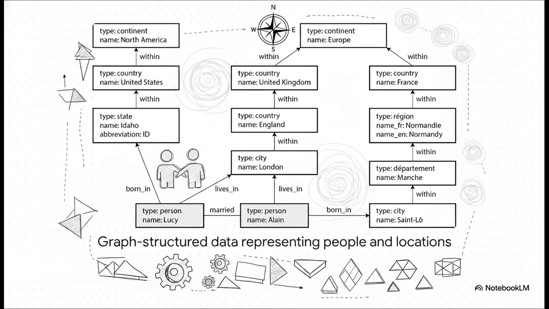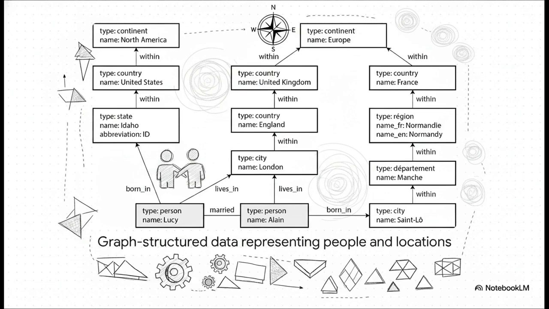We've got a whole mix of entities, people, cities, states, countries, and even continents, all hanging out together in one continuous, interconnected graph structure. Instead of locking these entities away in rigid, separate tables with strict foreign keys, the data model relies on nodes and edges. For instance, we can map Lucy directly to Idaho using a born-in relationship, and then map her over to London with a lives-in relationship.